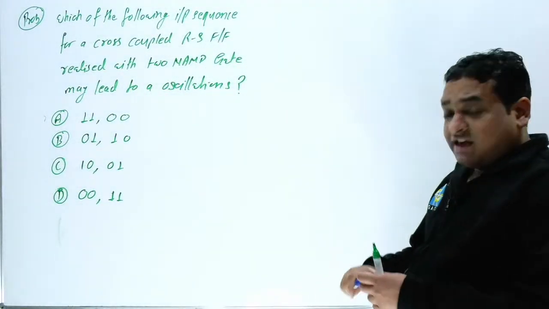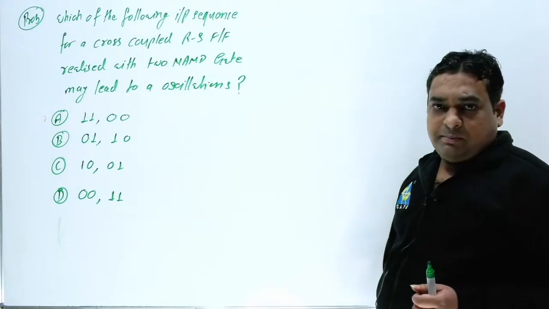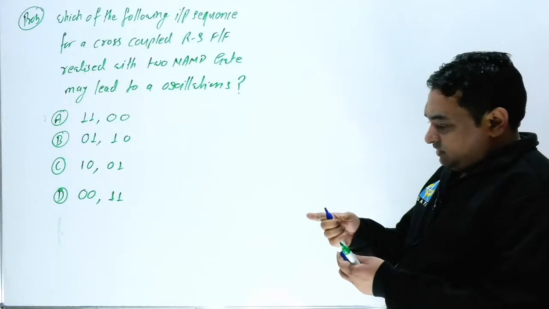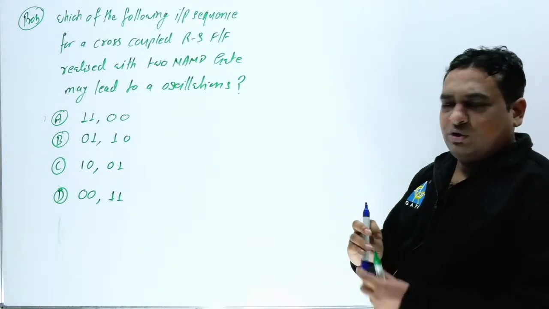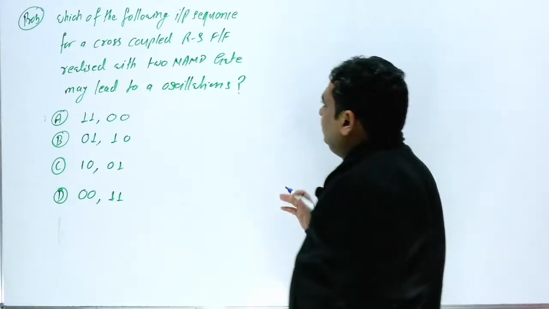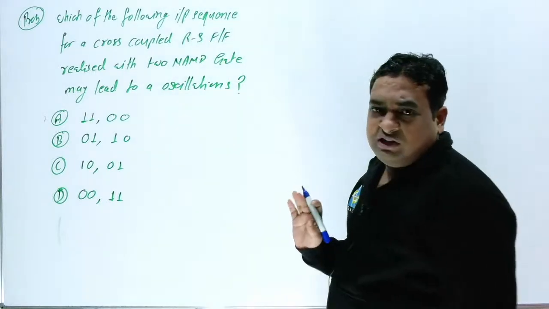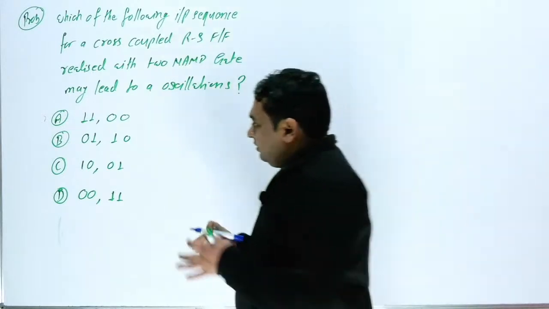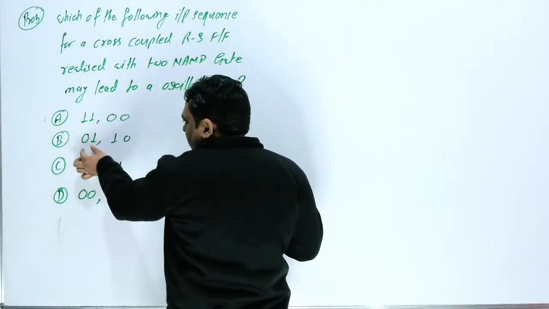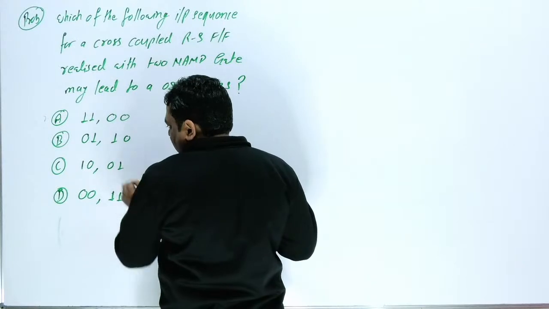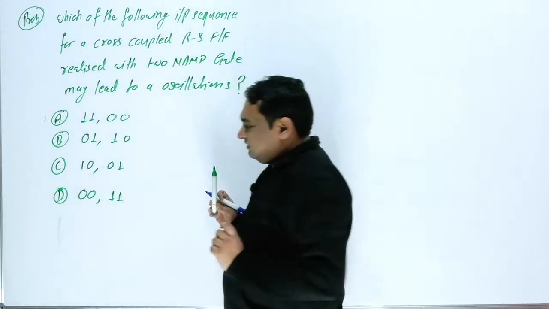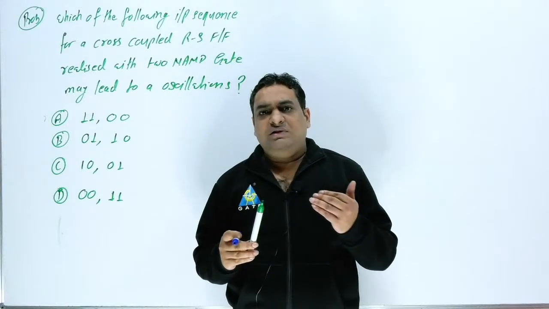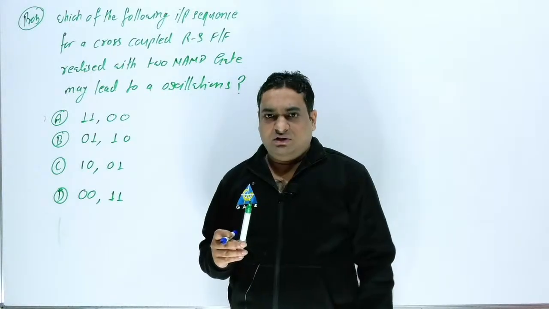This is a very good problem, and it is a previous year GATE problem from the computer science branch. You can see here, which of the following input sequences. Only two input sequences have been provided. You cannot change the input multiple times, only two input sequences: first you provide this, then this, and finally 1 1, and you will get oscillations continuously, for every clock.